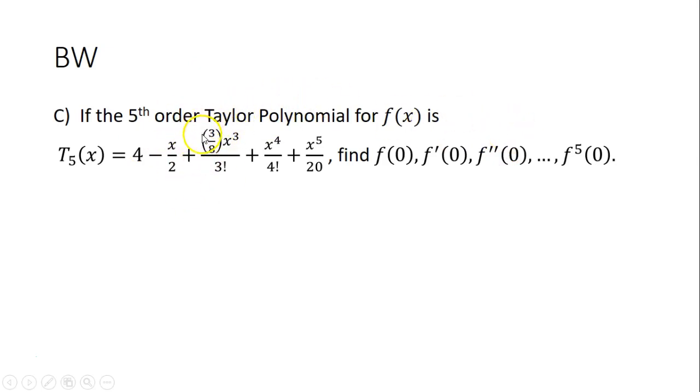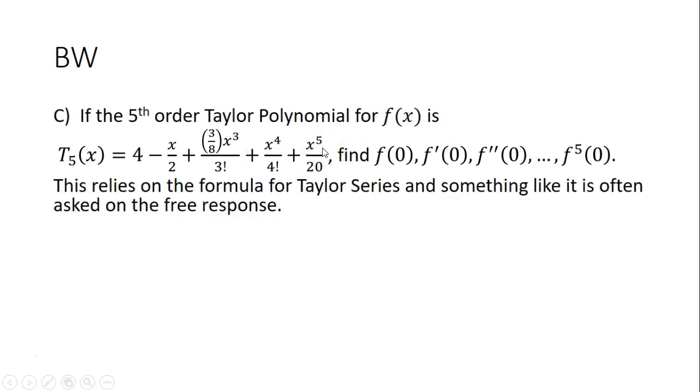That one I tried to make kind of obvious because it's just whatever's in front of the x cubed over 3 factorial. The fourth derivative, what's the fourth derivative? We just have x to the fourth over 4 factorial. It must be 1. There's nothing there, so it must be 1. The fifth derivative, I think, is the hardest one, and I'll take you through that. It relies on the formula for Taylor series, and something like this is often asked on the free response. They really like to ask questions about things like this.